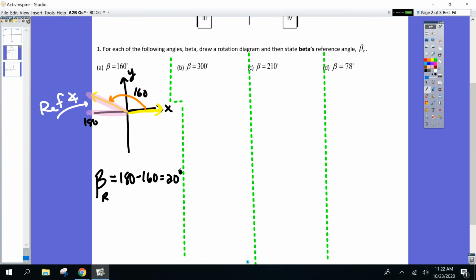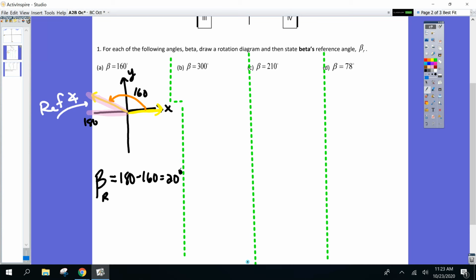Okay, before I move on, facts about a reference angle. Number 1, always positive. Reference angle, always positive. Fact number 2, always less than 90. So if you don't get an angle that is positive and less than 90, we're doing something wrong. Reference angles are always positive and less than 90.